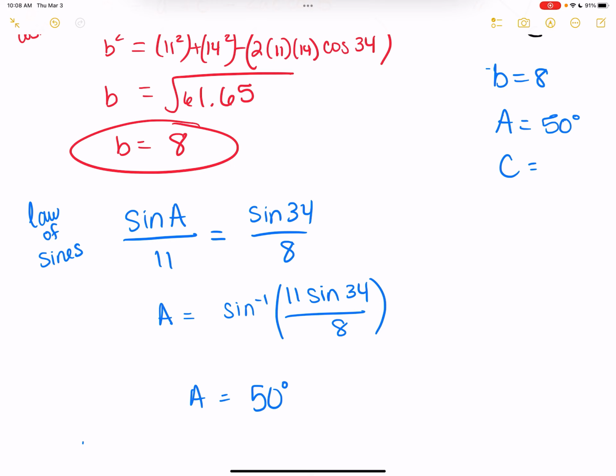So now we can just do 180 minus 50 minus 34.